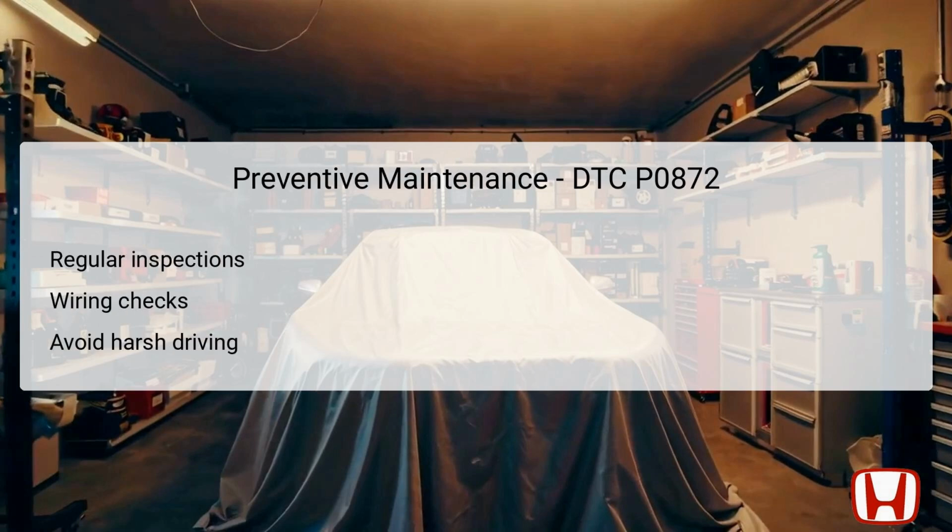Preventive maintenance is an essential consideration to mitigate the recurrence of DTC P0872 and ensure the longevity of the transmission system. Regular inspections of the transmission components, including the fluid levels and the integrity of the transmission fluid pressure switch, play a crucial role. It's also advisable to conduct periodic checks of the wiring and terminals, ensuring that there are no frayed wires or loose connections that could lead to electrical faults.